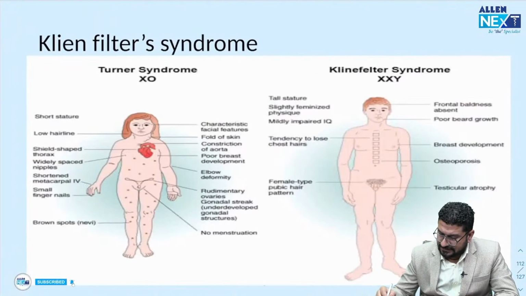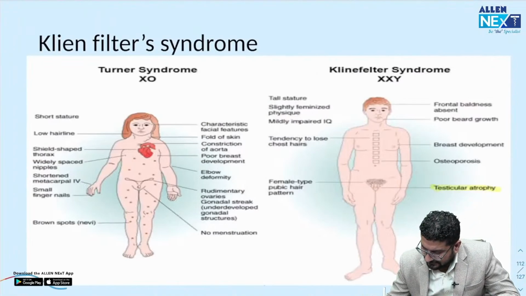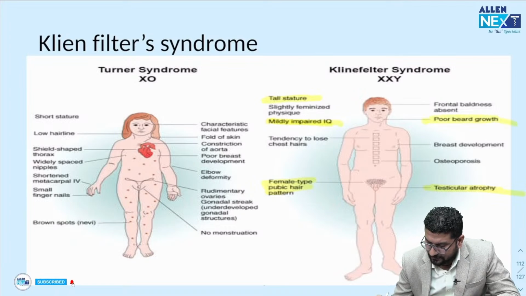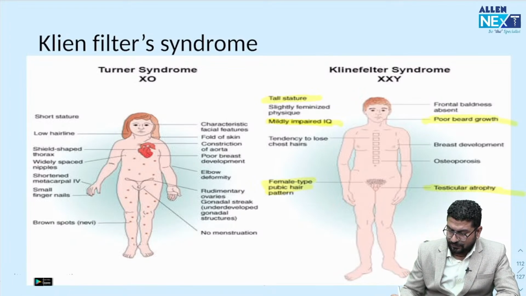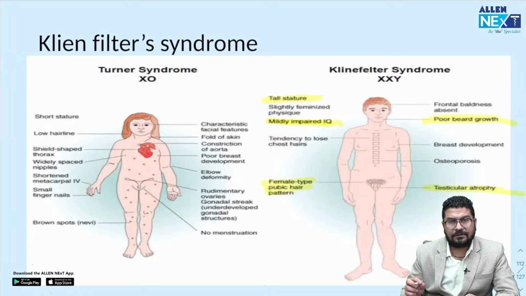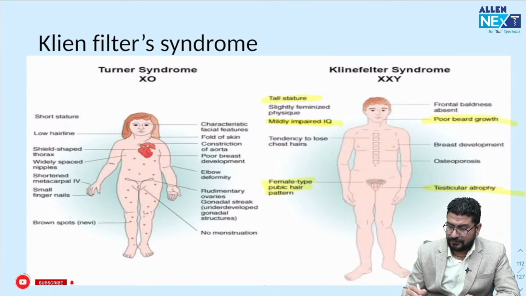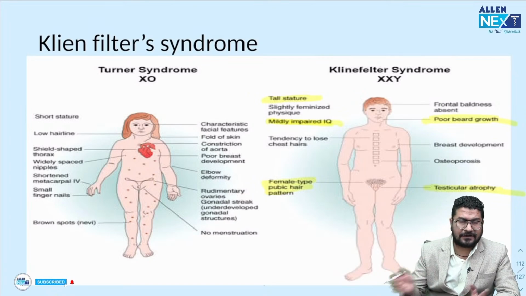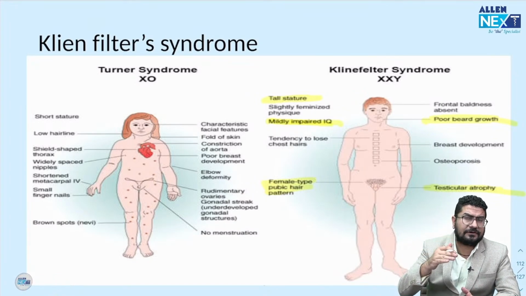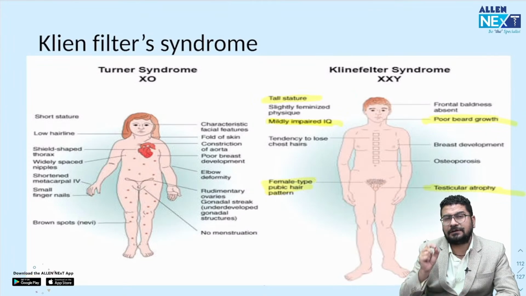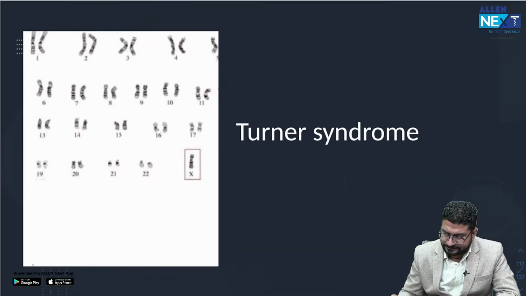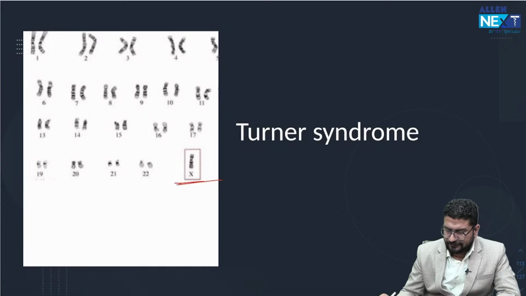If you compare this with Klinefelter, you can notice female-like features, testicular atrophy, female-like pubic hair pattern, female-like body hair, impaired IQ, tall height, right? Poor beard growth. And both will have hypergonadotropic hypogonadism. Because in both cases, testosterone and estrogen are less, this will give a feedback to the pituitary. Pituitary will release more FSH. We call this hypergonadotropic hypogonadism. So this is a karyotype of Turner syndrome.